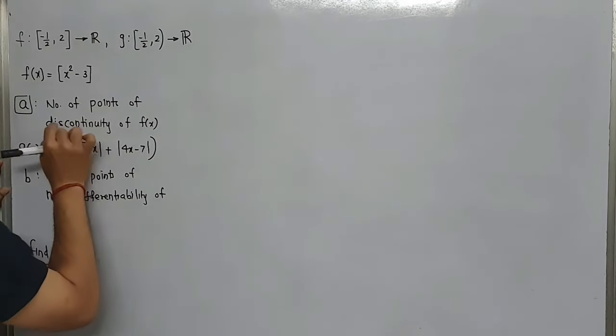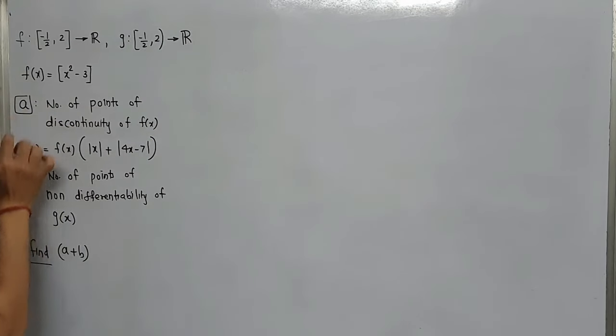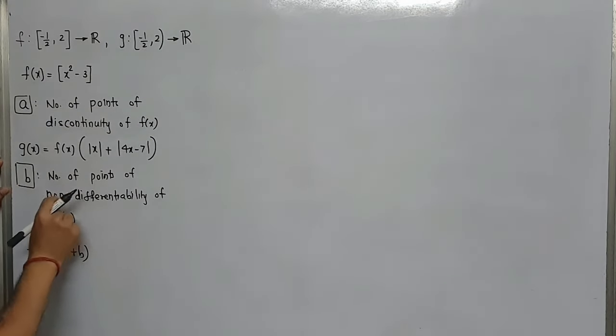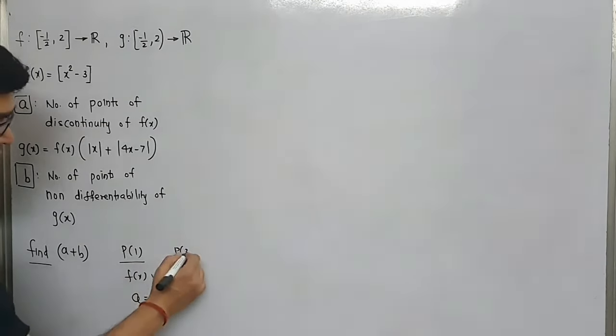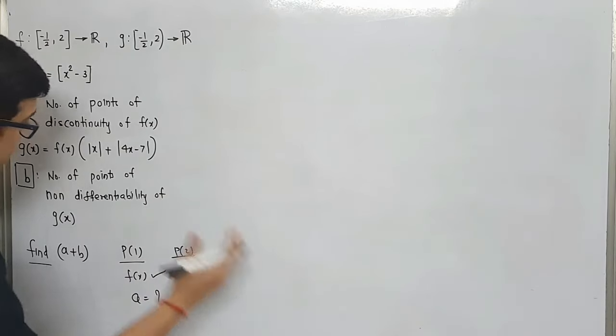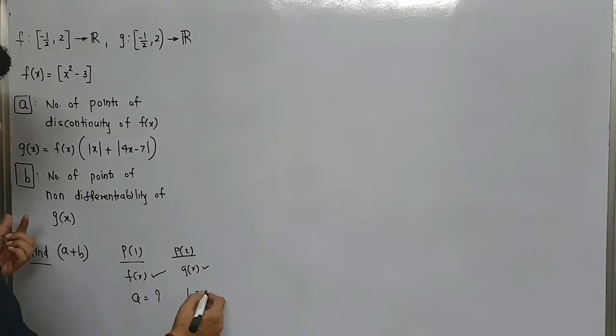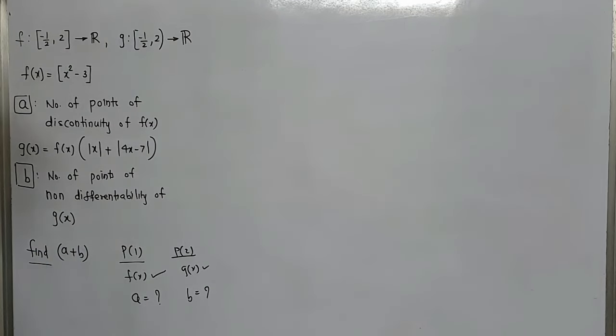It says small a indicates the number of points of discontinuity of the function f(x), and small b indicates the number of points of non-differentiability of function g(x), and they are asking to find a and b. So clearly this question will be done in two parts. In the first part we are going to focus on function f(x) and find out the number of points of discontinuity of this function, and in the second part we are going to purely focus on function g(x) alone, and we'll find out the number of points of non-differentiability.